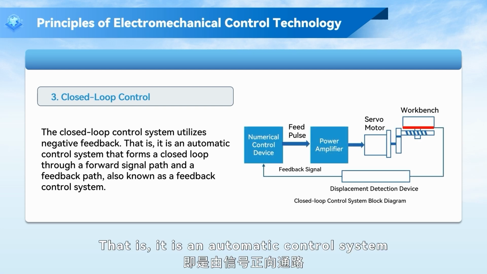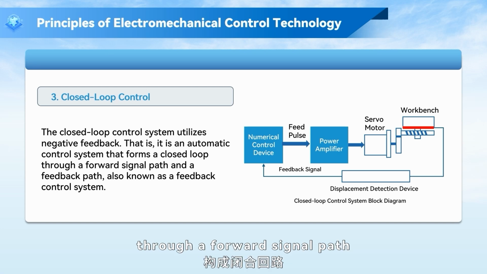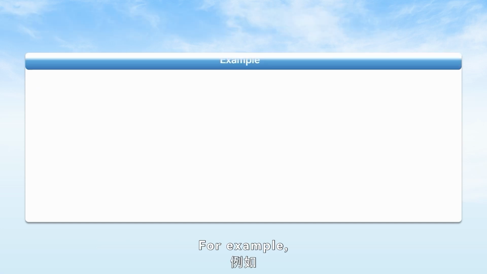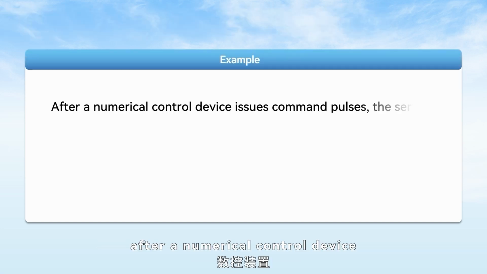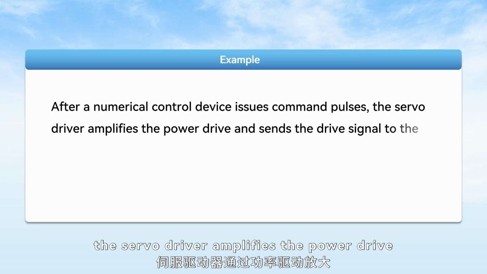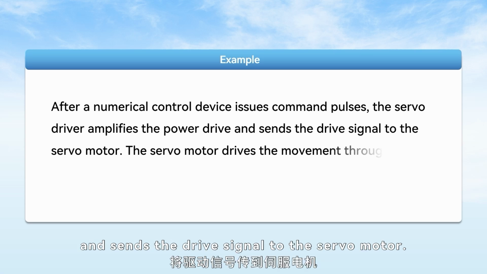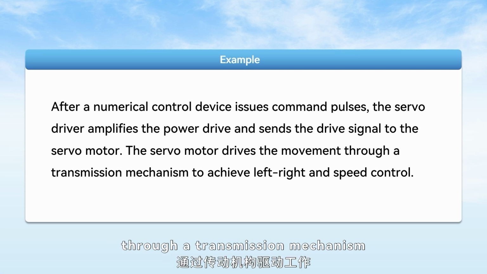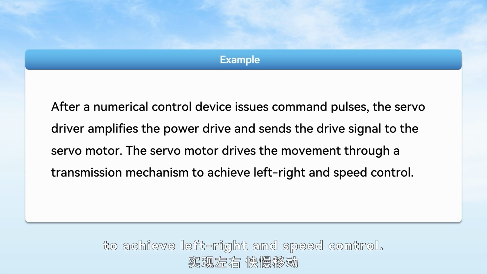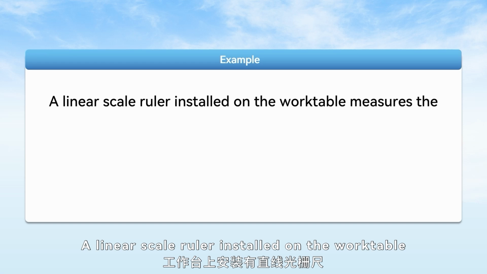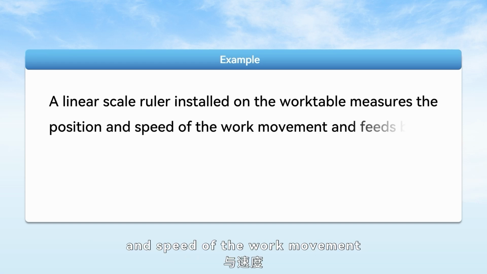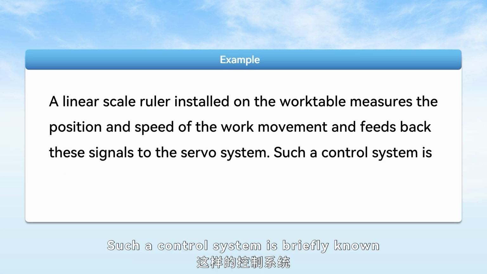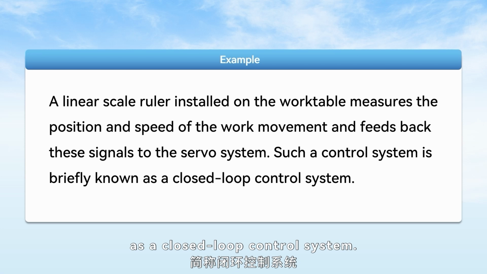That is, it is an automatic control system that forms a closed loop through a forward signal path and a feedback path, also known as a feedback control system. For example, after a numerical control device issues command pulses, the servo driver amplifies the power drive and sends the drive signal to the servo motor. The servo motor drives the movement through a transmission mechanism to achieve left-right and speed control. A linear scale ruler installed on the work table measures the position and speed of the work movement and feeds back these signals to the servo system. Such a control system is briefly known as a closed-loop control system.